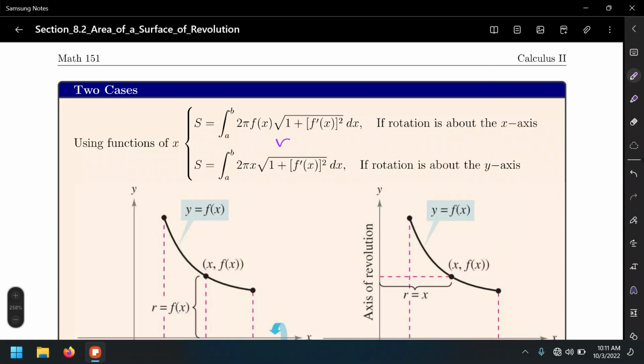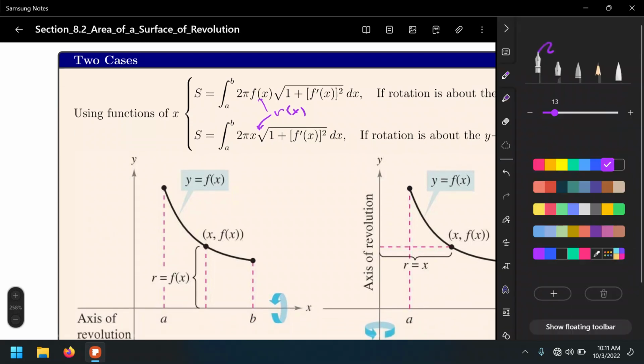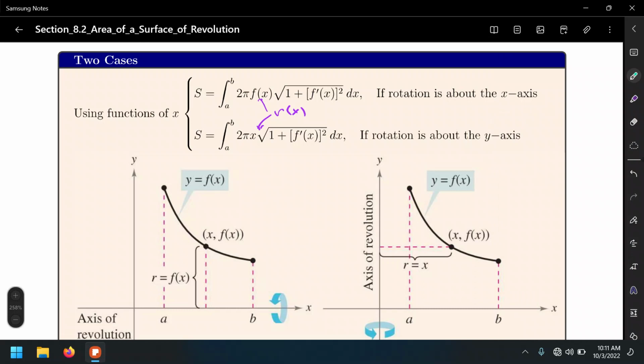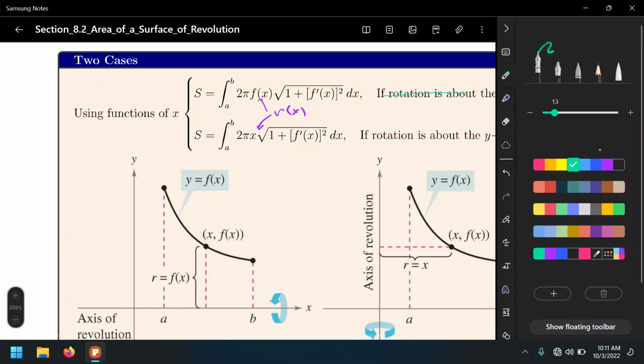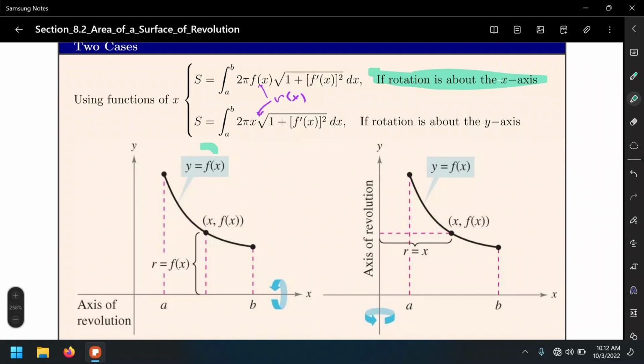So for example, if we're using functions of x, actually this quantity right here is the radius, the average radii from the frustum of a cone again. So that's r of x, and that r of x can be the function itself or can simply be x. Well, what is that going to depend on? For example, if the rotation is about the x-axis, it's going to be actually this picture here.